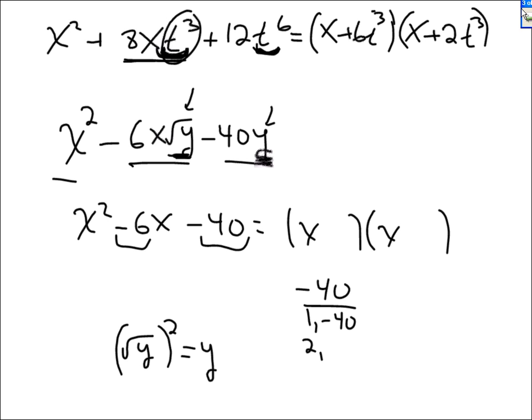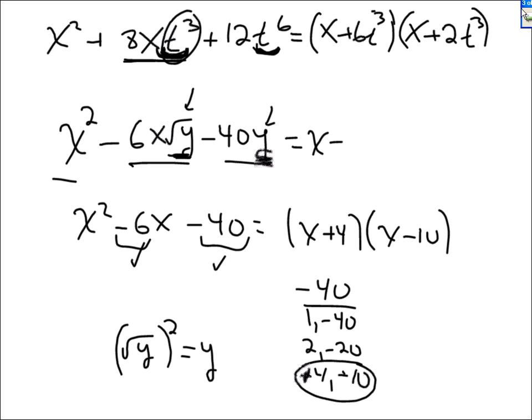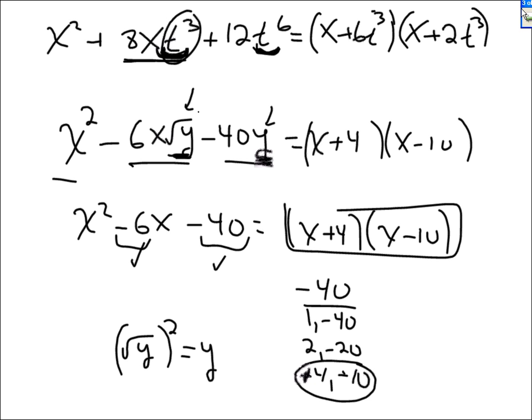1 and negative 40, 2 and negative 20, 3 doesn't go in, but 4 goes in. Positive 4 goes into negative 40 negative 10 times. These numbers add up to negative 6, which is correct, and they multiply out to negative 40. So now I come to the line above, write down just what I have, and stick in those numbers, the 4 and the negative 10, plugging in the square root of y.